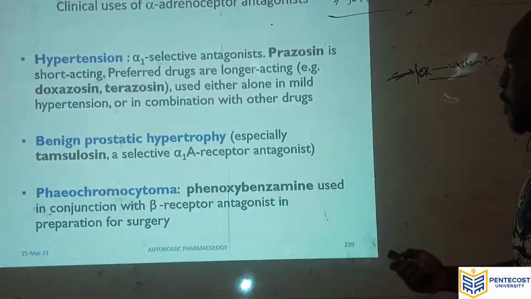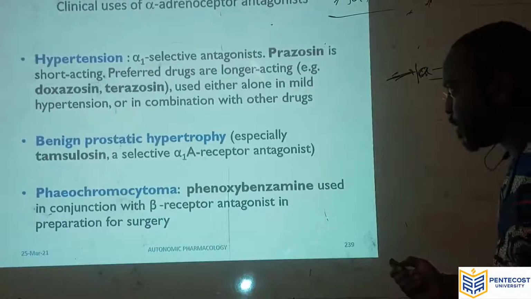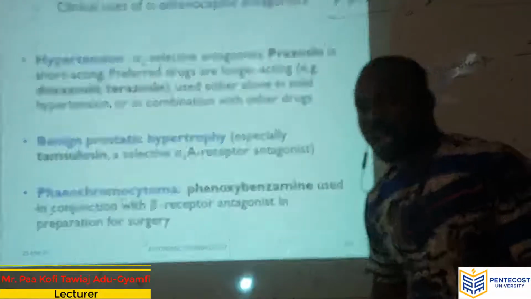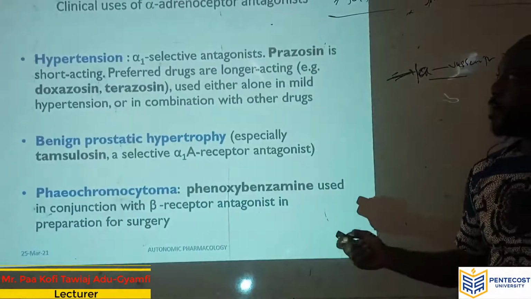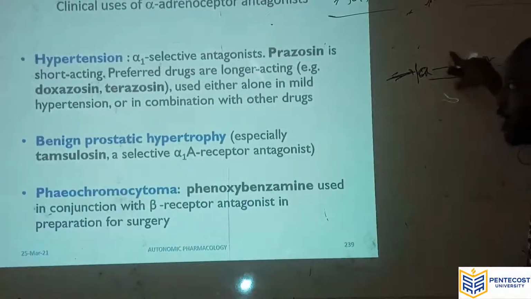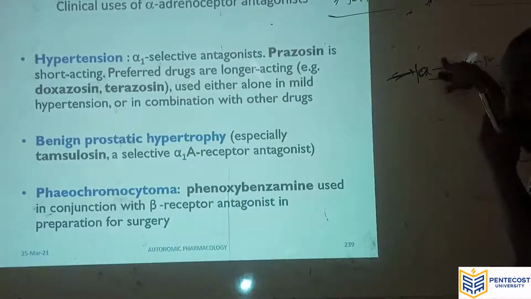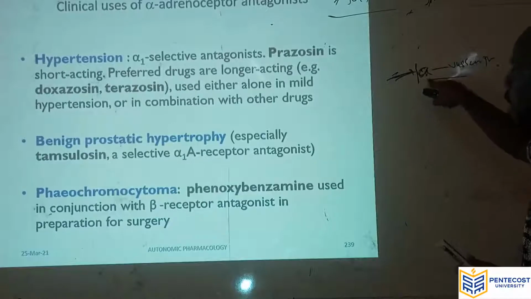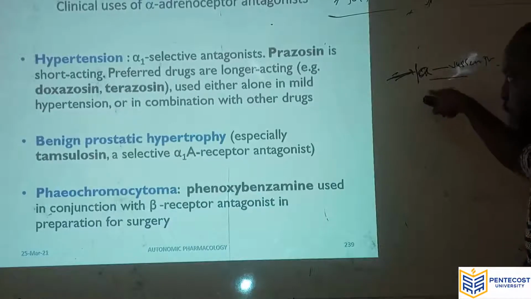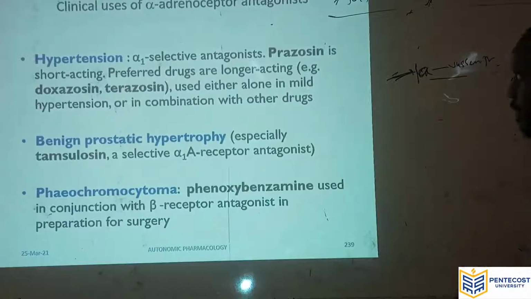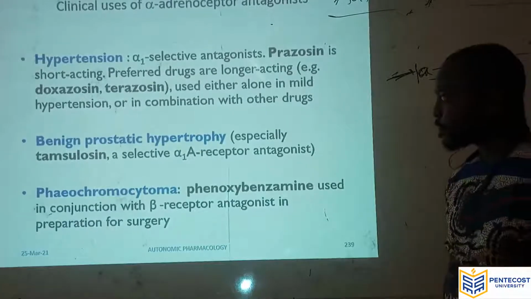They are selective alpha 1 antagonists, and they are used to treat hypertension. So when someone comes to the hospital having hypertension, you can give a drug that will dilate the blood vessels. And how is the drug going to work? The drug is going to prevent adrenaline from activating alpha 1 receptors. So prazosin, terazosin, doxazosin are used to manage hypertension.